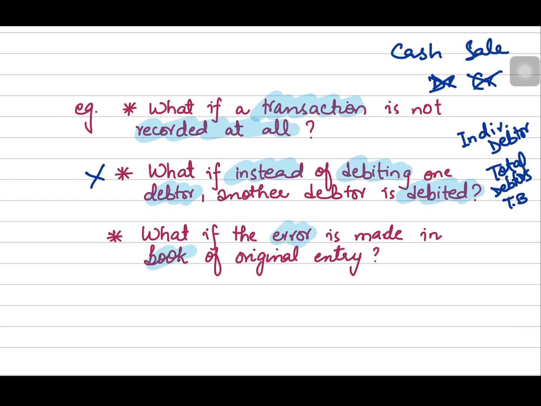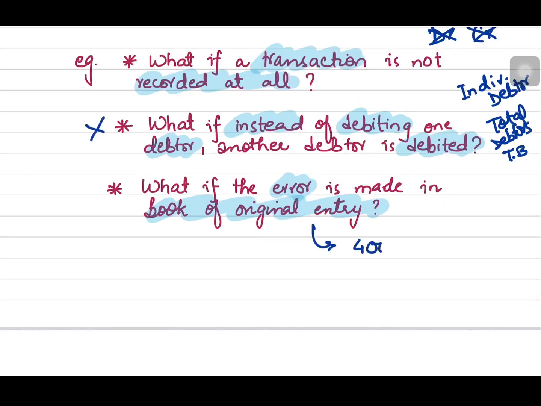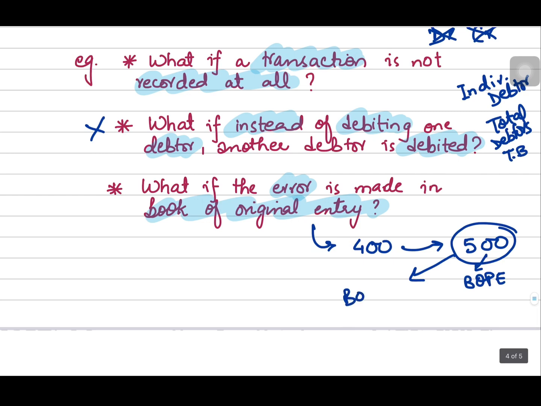Similarly, what if the error is made in the book of original entry, or the book of prime entry, in the day books? For instance, the value of the transaction was 400, but you recorded this as 500 in the book of prime entry, and you take this same figure in both the accounts affected by this transaction. The trial balance again will fail to reveal this error, as both the entries will be made with an incorrect value but with the same value. So the trial balance totals will still agree, and there are many more examples which we will be covering in this topic. So there can be some errors which do not affect the balancing of trial balance.